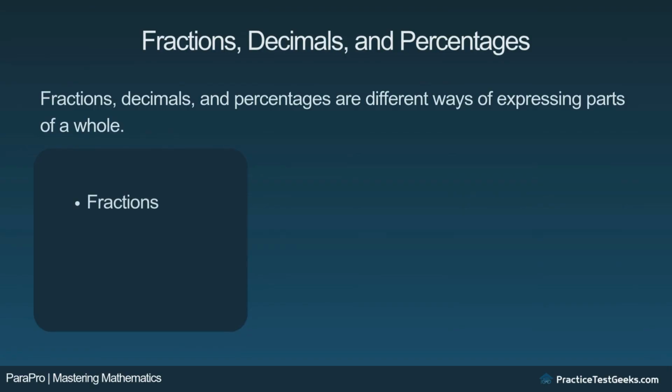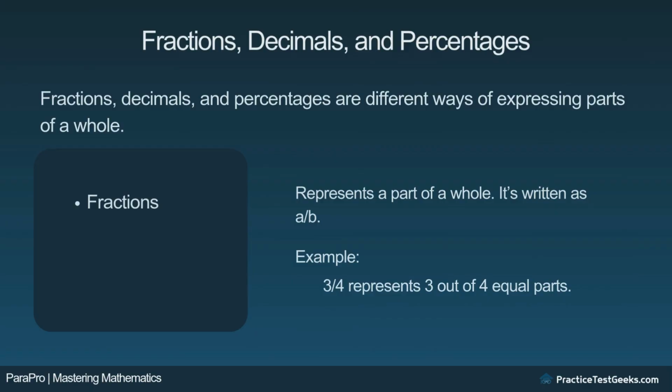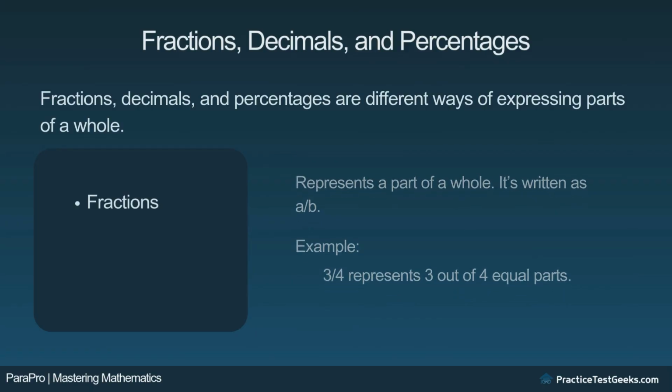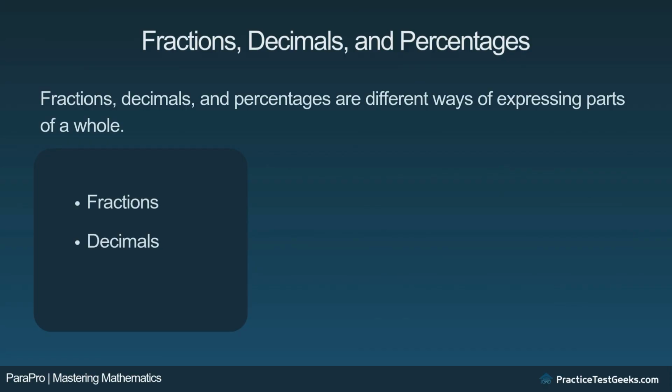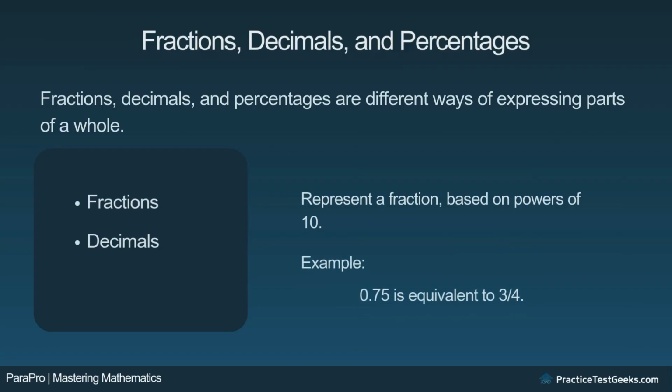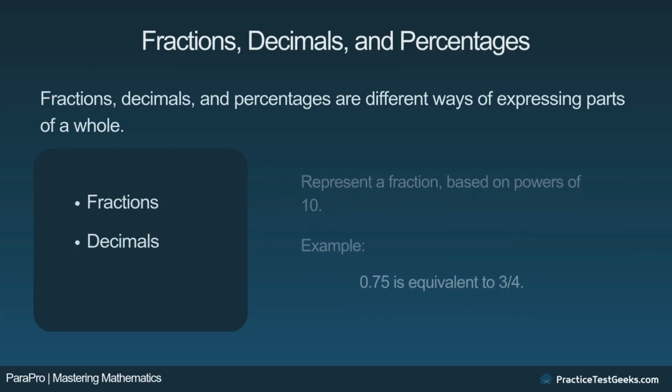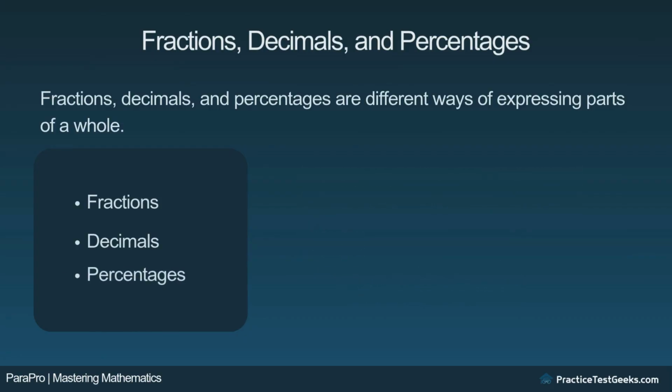Fractions. A fraction represents a part of a whole. A fraction is written as a over b, where a is the numerator and b is the denominator. Example: 3/4 represents 3 out of 4 equal parts. Decimals. A decimal is another way to represent a fraction based on powers of 10. For example, 0.75 is equivalent to 3/4. Percentages. A percentage represents a part out of 100.